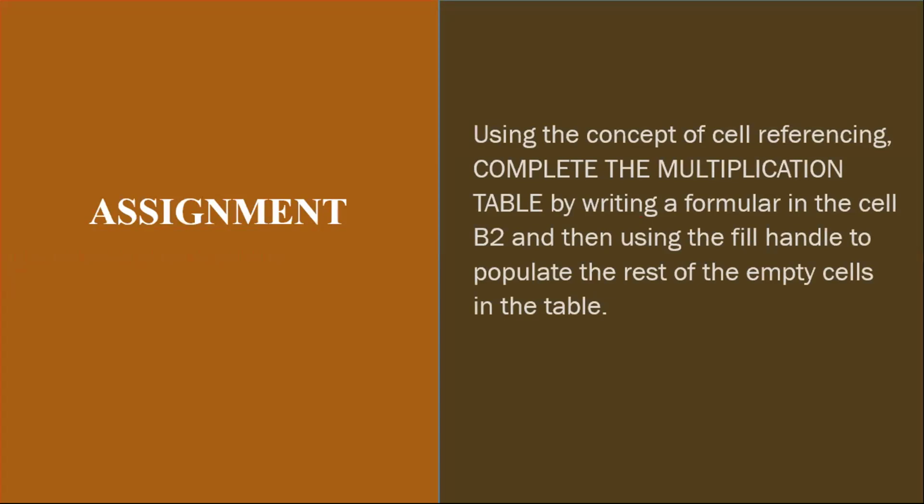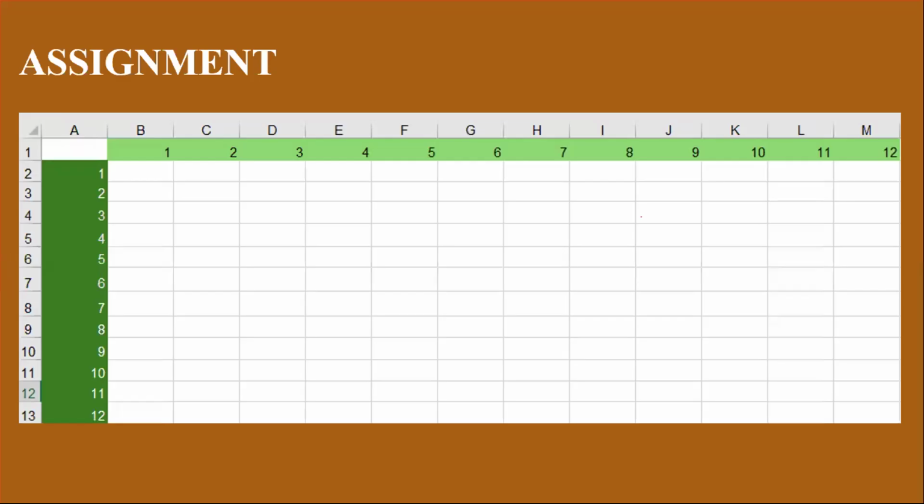Using the concept of referencing, complete the multiplication table by writing a formula in the cell B2 and then use the fill handle to populate the rest of the empty cells in the table. So you're going to be writing a multiplication table using this referencing that we've just learned. I've actually done part of the work for you. This is the Excel file, your multiplication table, where you have 1 to 12.